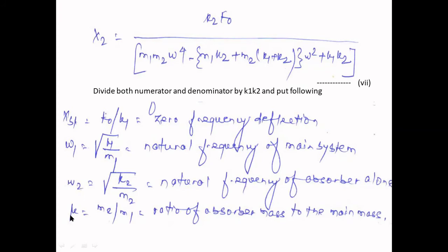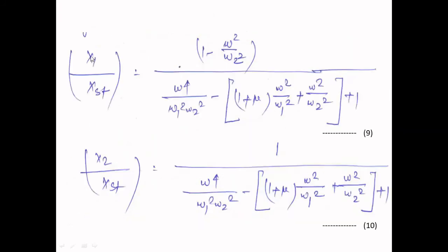And you take an additional parameter, mu, that is the ratio of the second mass m2 divided by m1. So first you divide numerator and denominator by k1, k2, and put the ratio values in terms of these parameters. You get the equations of x1 and x2 in terms of omega 1, omega 2, omega, and mu.